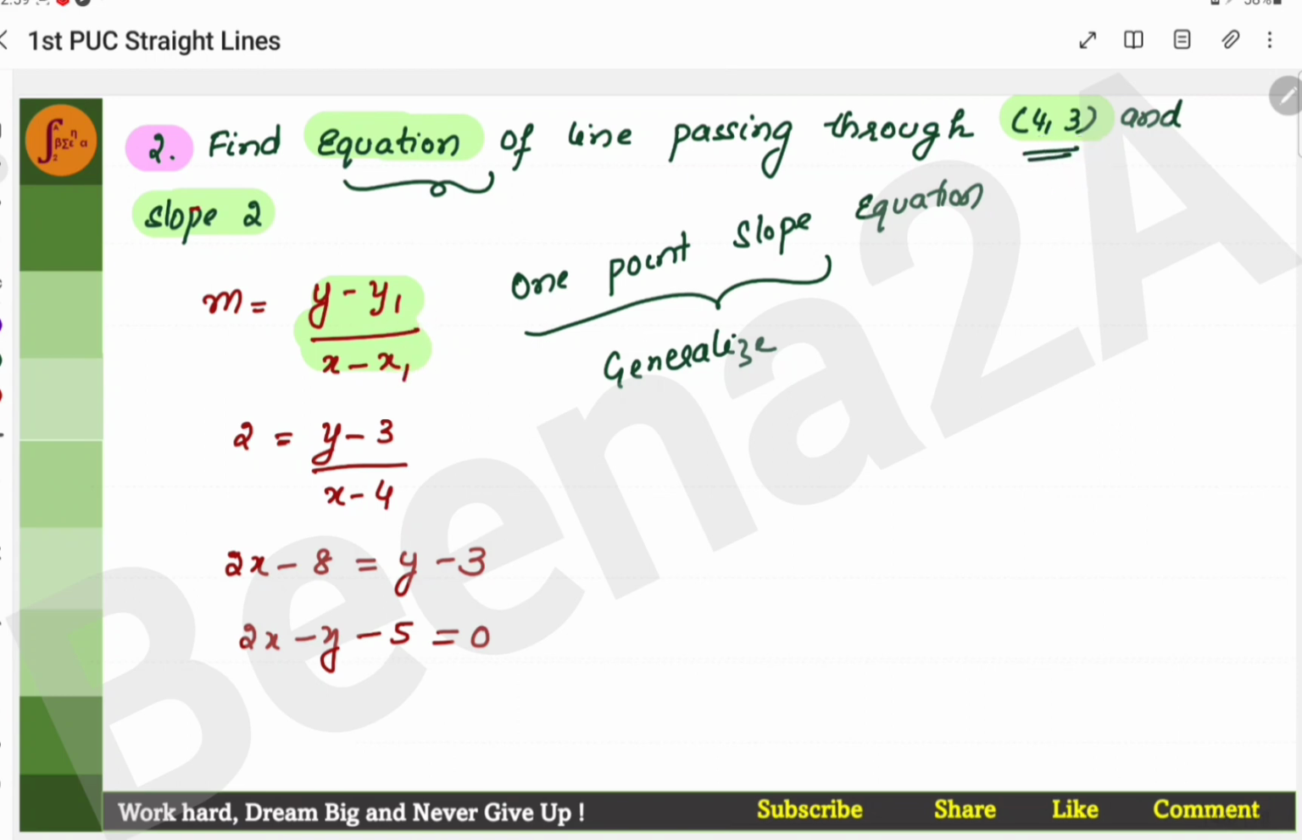So 4 and 3 are given as the points. So you can consider this as x1, y1. So instead of x1, y1, put this 4 and 3 here. And leave y and x as it is. Slope is given to be 2. So this is slope. So when you solve this, you'll get the equation of this form, right?